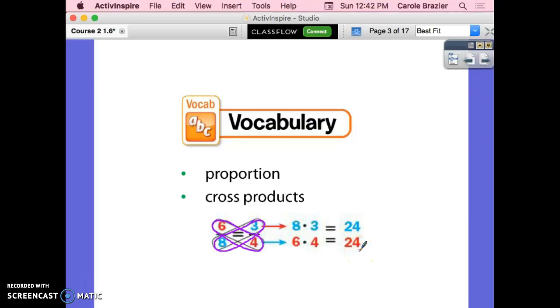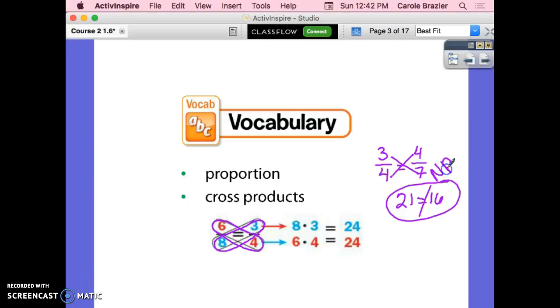Okay? You will have a couple on your homework that just give you numbers, and it'll ask if it's proportional. So this one would be proportional. Okay, an example of a not proportional one would be like 3/4 is equal to 4/7. Okay, because 3 times 7 would give me 21, 4 times 4 would give me 16, and those do not equal each other. They never have, they never will, so this is not proportional. Okay, so if they end up equaling the same thing, they're proportional. They do not end up equaling the same thing, they are not proportional.